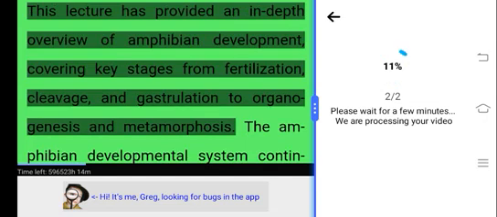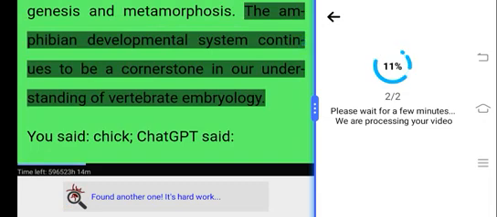This lecture has provided an in-depth overview of amphibian development, covering key stages from fertilization, cleavage, and gastrulation to organogenesis and metamorphosis. The amphibian developmental system continues to be a cornerstone in our understanding of vertebrate embryology.